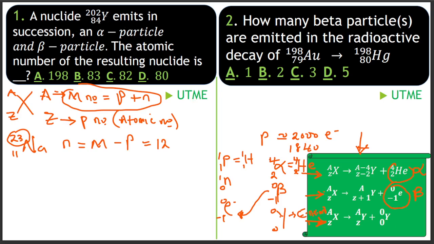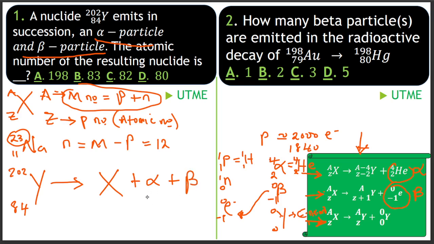A nuclide emits an alpha and a beta particle. So let's write it down. We have 202 and we have 84. Okay, so this is the parent atom. The daughter atom, we can use X. What would be X if an alpha particle is emitted and a beta particle is also emitted?